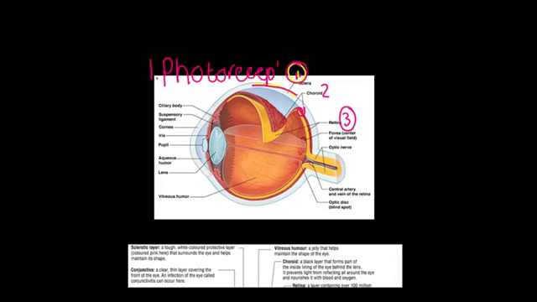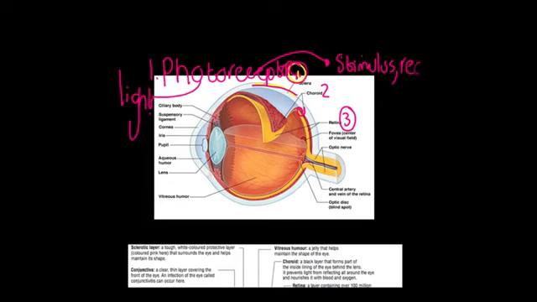What does that mean? A photoreceptor? Photo means light. A receptor means it's going to change the stimulus, which is light. I can shout into your eye. I can try and tickle your eye, or I can touch your eye. It will not cause any kind of reaction. But if I shine light, which is my stimulus, then I'm going to get a reaction.